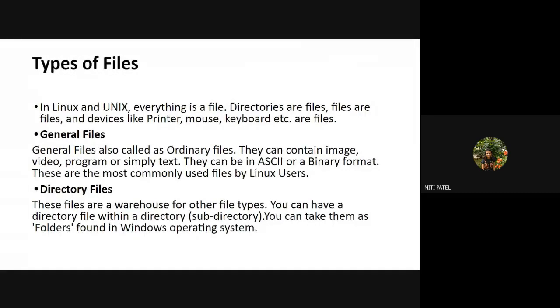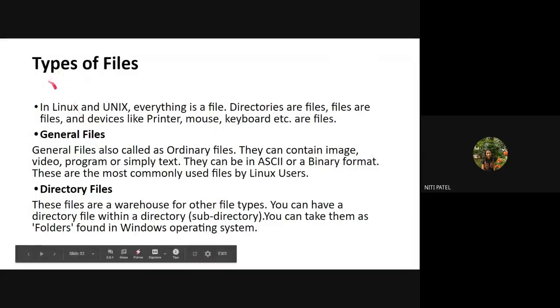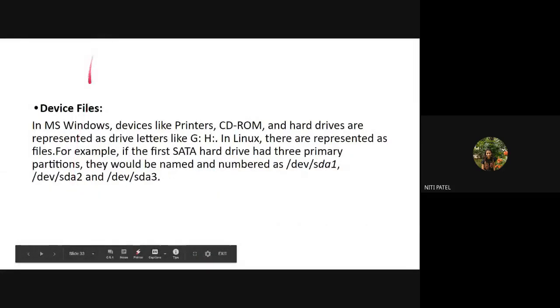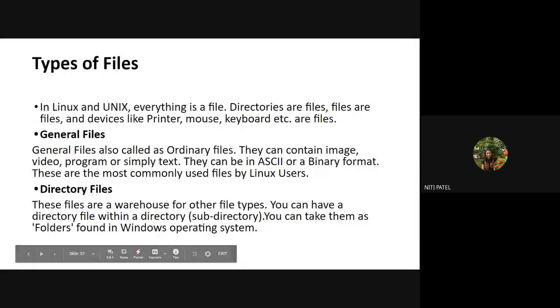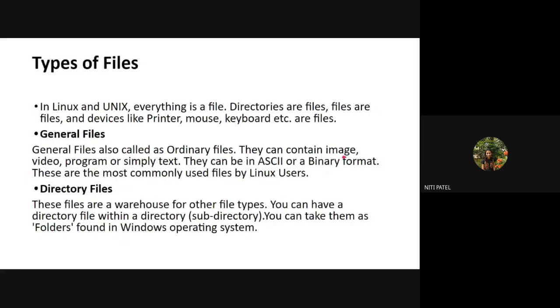Then we have different types of files inside Linux. What are those? We have general files, directory files, and device files. What are general files? They are called ordinary files. What do they contain? They contain images, videos, and simple text. They can be in ASCII or binary format, most commonly used by the Linux user, which means what? If I have any images, any videos, or any simple text like vi editor files, I call those files general files.